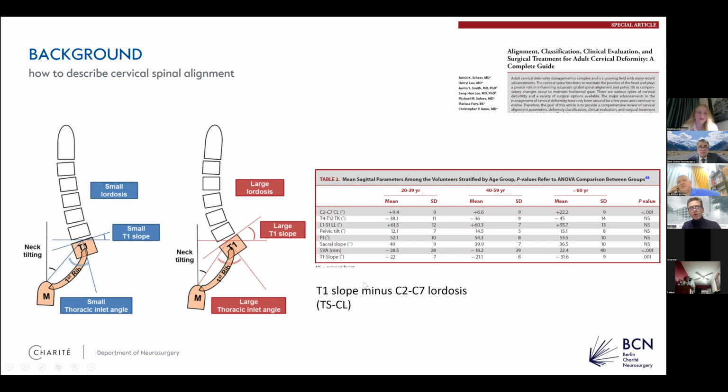But another important parameter that you might measure is the T1 slope minus the lordosis, which is a very good parameter which correlates with pain parameters and with the symptomatology along the cervical spine. So we have the C2-C7, we have the T1, and from there we can calculate T1 slope minus the lordosis, which is a readout of the lordosis or the kyphosis.